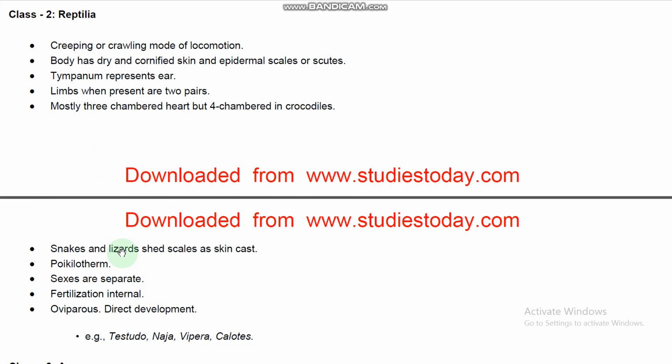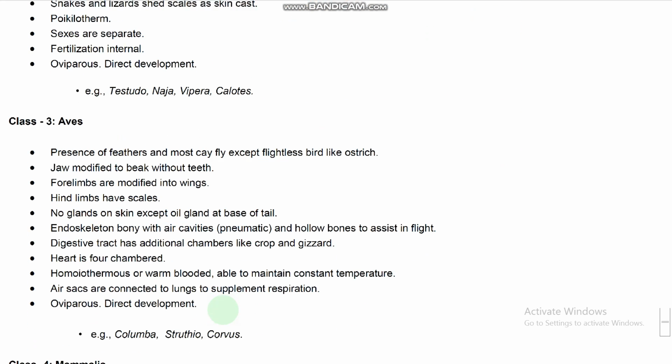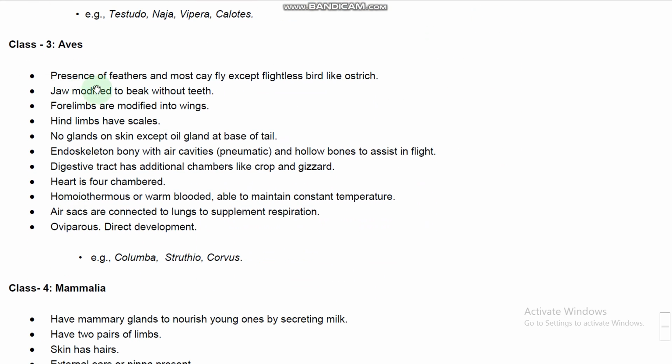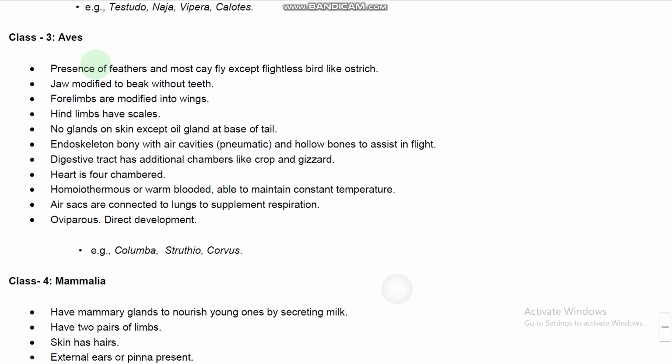So the body has dry and cornified skin, that is also one of the important points, and scales or scutes are also present, right. And next one, class Aves. So presence of feathers and most fly except flightless birds like ostrich. So Aves exhibit aviation characters, flying.